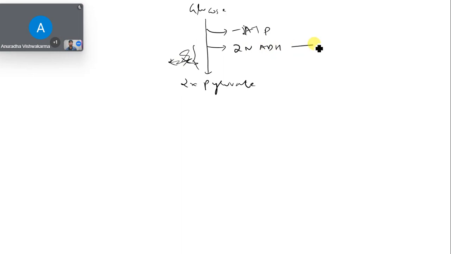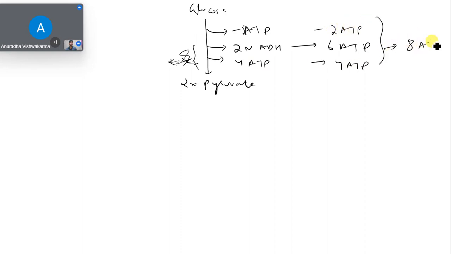Let's go by this. Glucose. From glycolysis we are getting 10 ATP. Let's go step by step. We are getting two ATPs lost, right? From here everything is twice. So we get two NADH after this, and from this we are getting six ATPs. And then four ATP. So basically from this 10, 10 minus 2, we are getting 8 ATP. So 8 ATP is in glucose to pyruvate.